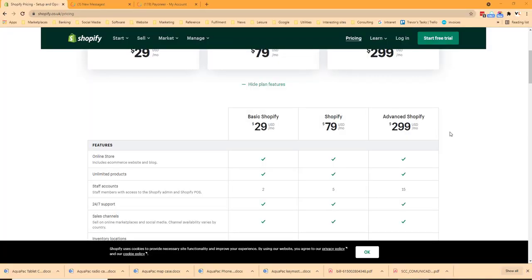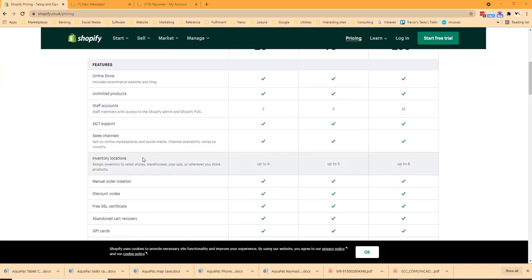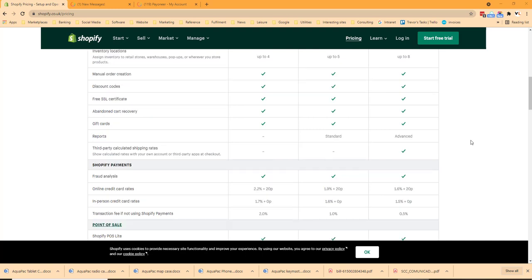Other important differences between the 3 tiers include the number of staff accounts, so this is the number of logins you will get to access the account. The number of inventory locations, so if for example you have more than one location, so you have a shop and you have a warehouse and you maybe have a second warehouse, you can have 4 locations on the cheapest tier and 8 on the most expensive tier.